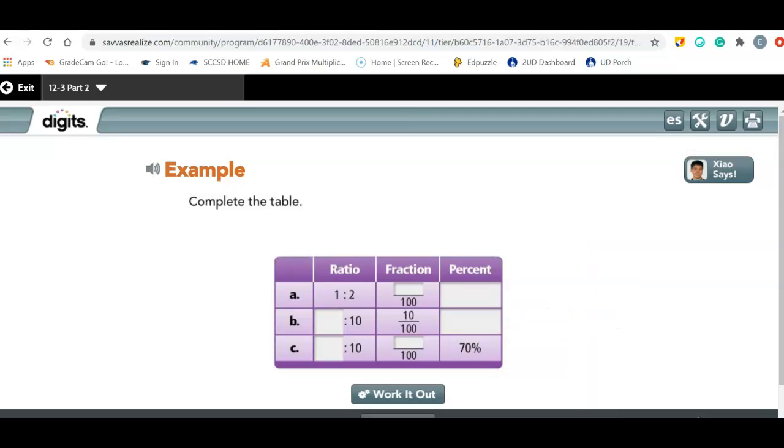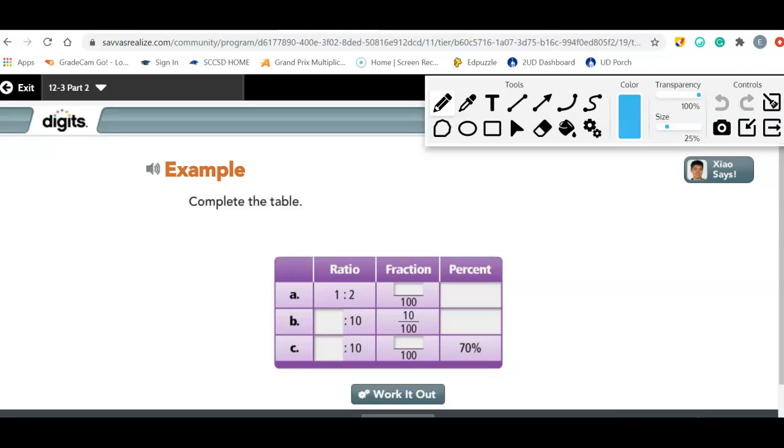We have comparing ratios, fractions, percents, and decimals. What is another way that you can write a ratio? You can write a colon, or you can write it, Mason? What's the other way? Lily? Write it as a fraction. So I'm going to write 1 to 2 as 1 over 2.